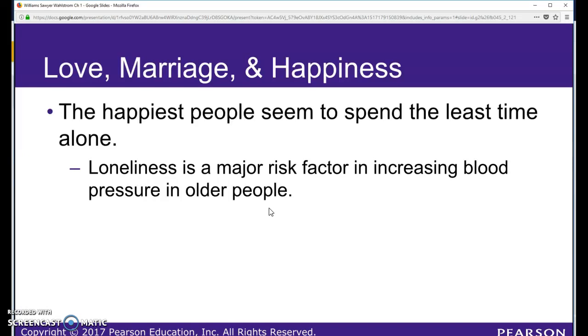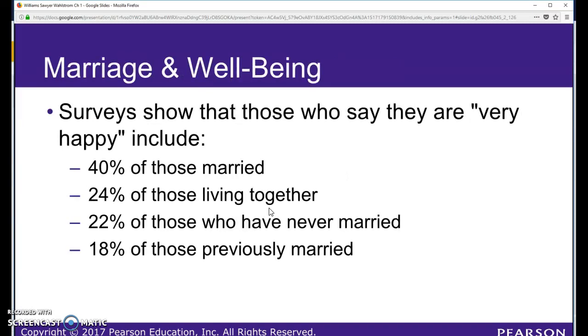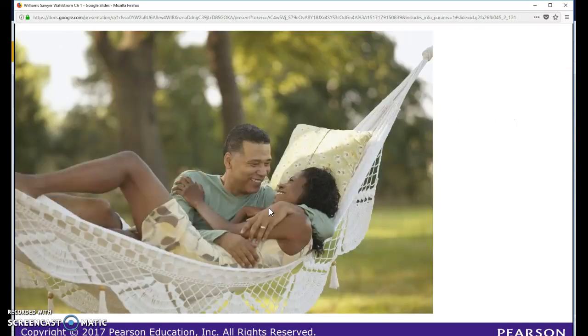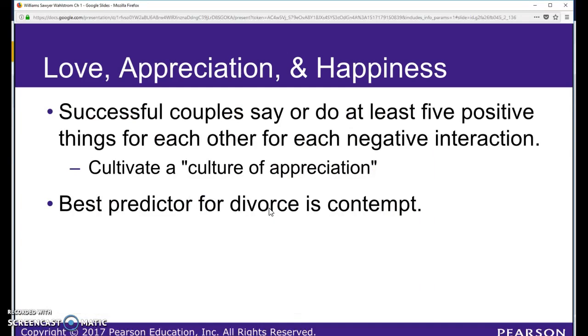But having people in your life, having some relationships, is very important. And we know there's negative consequences to not having those relationships. Loneliness is a major risk factor in increasing blood pressure amongst older folks. So there are physical consequences as well to not being in relationships. Surveys show that folks who say they are very happy include 40% of those who are married. Again, speaking about the importance of marriage.